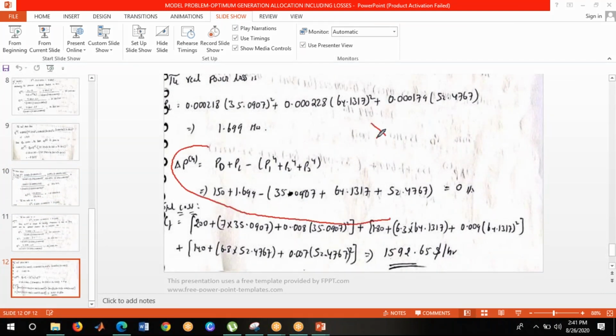So here the lambda value is 7.6789. Just substitute this value and find P1, P2, P3. By using these three values, find the PL value and substitute it in the power balance equation. Then if it becomes 0, find the total cost. So you have to do this.